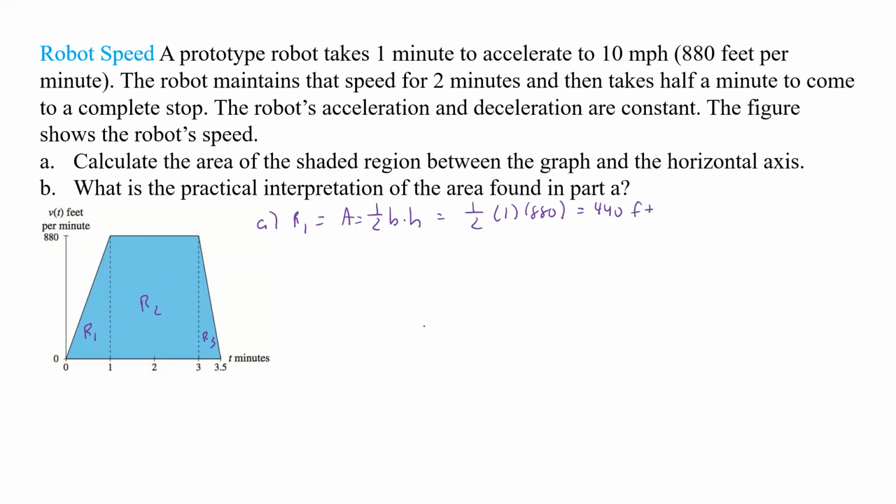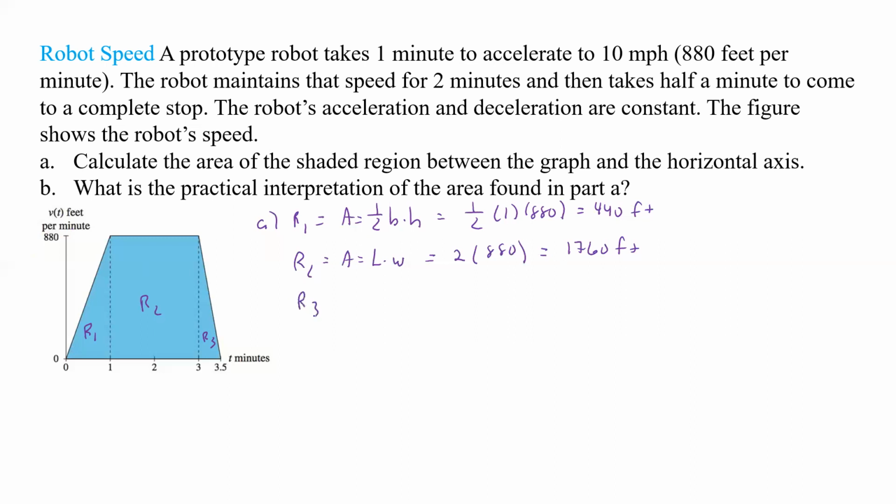Okay. So what about R2? Well, that's going to be area equal to length times width. Here we're going from 1 to 3, so 3 minus 1 is 2. I don't know if we want to call that the width or the length, but it's 2 times 880. So that's going to give me 1760 feet. Again, we have feet per minute times minutes, minutes cancel, we get feet.